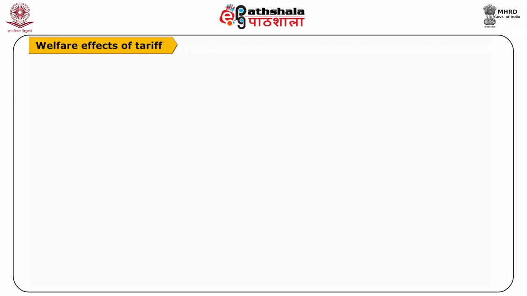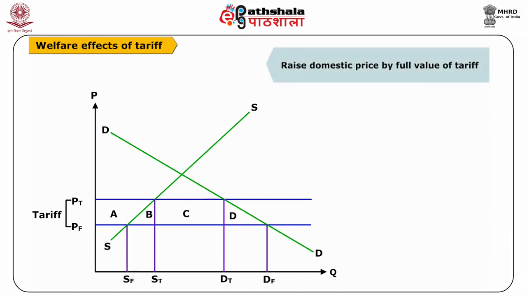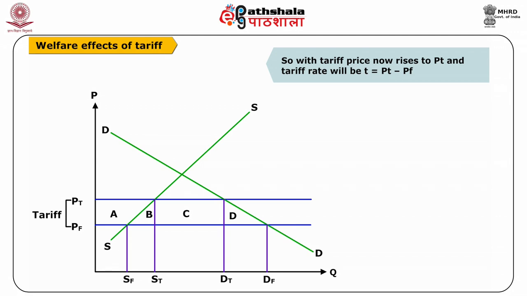To analyze the effects of tariff, consider a market in a small importing country that faces an international world price of PF in free trade. In the figure, the free trade equilibrium is shown at PF, where the domestic demand is given by DF, domestic supply by SF, and the imports by the difference of demand and supply, DF minus SF. When a specific tariff is implemented by a small country, it will raise the domestic price by the full value of the tariff. So with the tariff, the price now rises to PT and the tariff rate will be T, which is equal to PT minus PF.